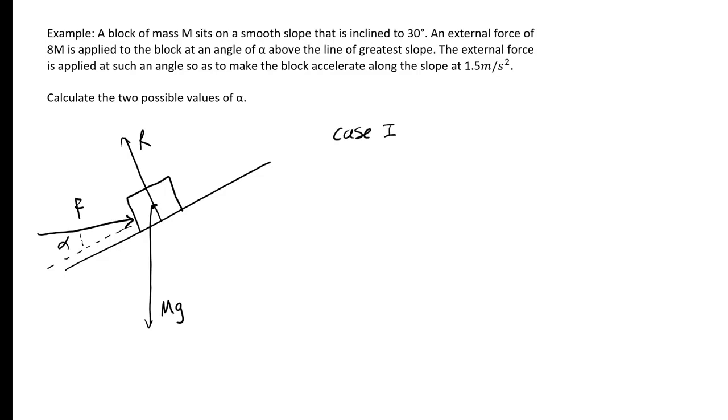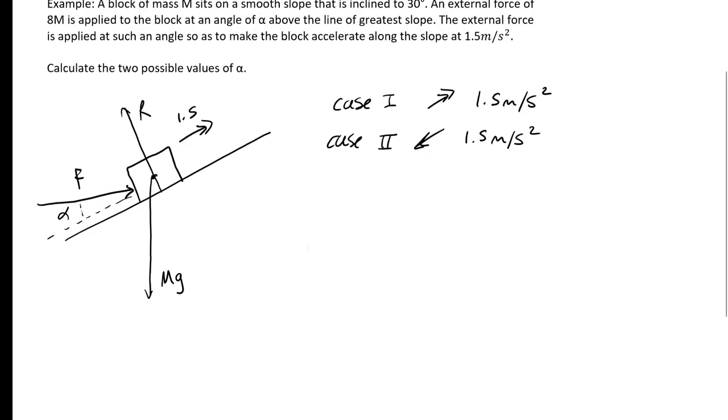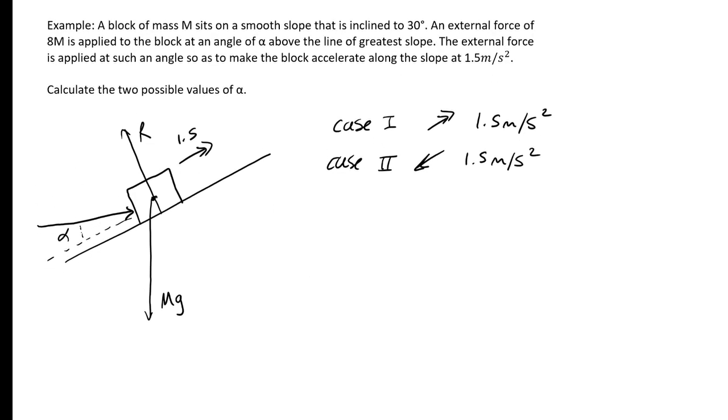So case 1, acceleration is up the slope at 1.5 meters per second squared. And then case 2, acceleration is down the slope at 1.5 meters per second squared. So let's look at case 1 first. So we'll put that into the diagram. That's 1.5. The force F, we're told the size in the problem. So that's 8m.